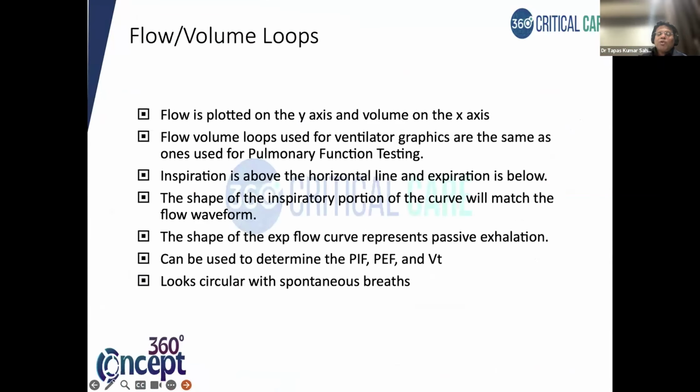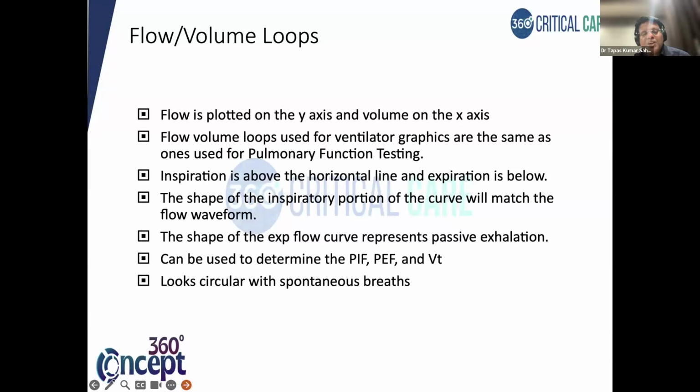Now, coming to the flow volume loop, flow is plotted on the y-axis here and volume on the x-axis. Now, these are the loops which are used the same as what we use in pulmonary function testing, PFT. So ventilator graphics is equal to the pulmonary function test. Now, inspiration is above the horizontal line. I have already told you. Expiration is below, and the shape of the inspiratory portion of the curve will match the flow waveform. I will be showing you all in the picture.